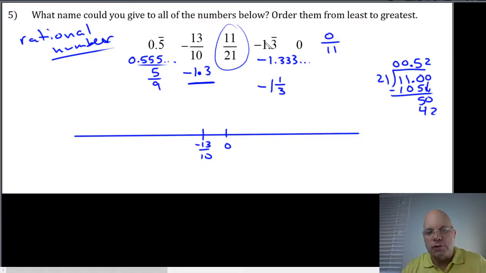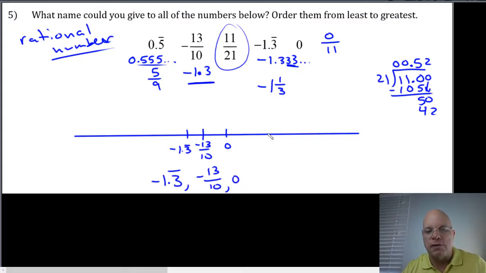And then this one, negative 1.3 repeating, would be a little bit to the left of that, because we have these 3's that go on forever. So the least value is this negative 1.3 repeating, followed by negative 13/10, followed by 0.